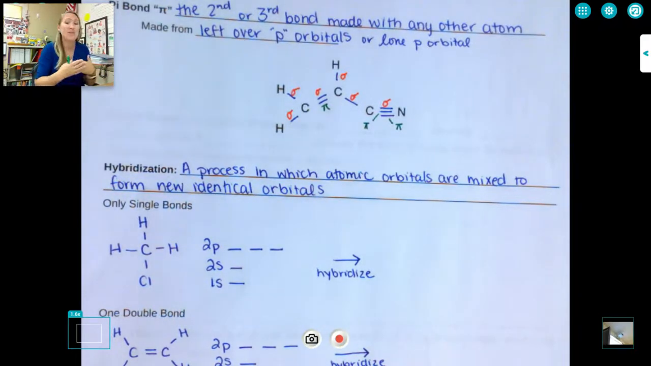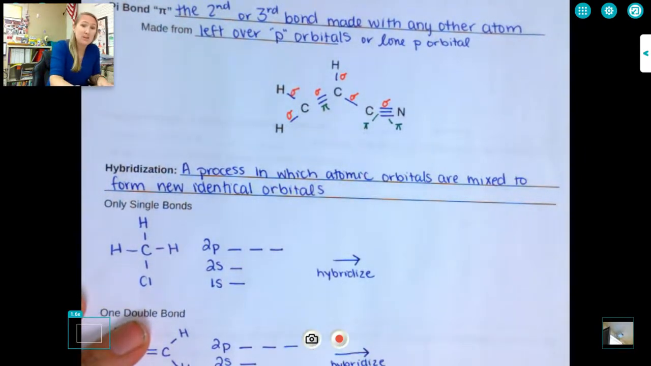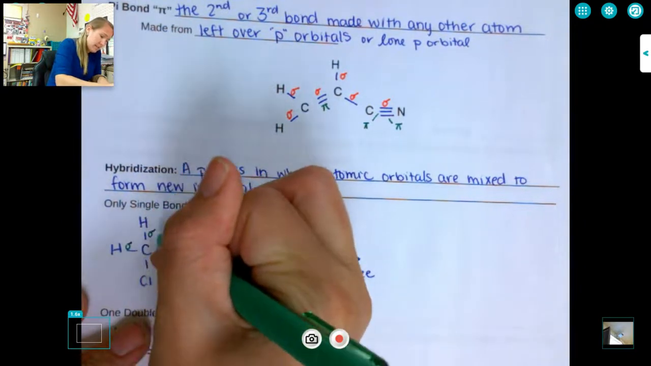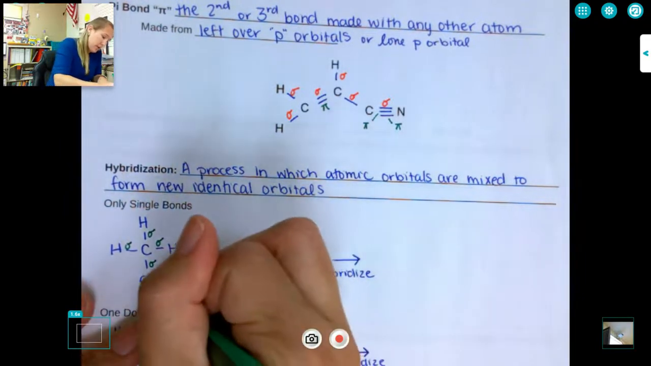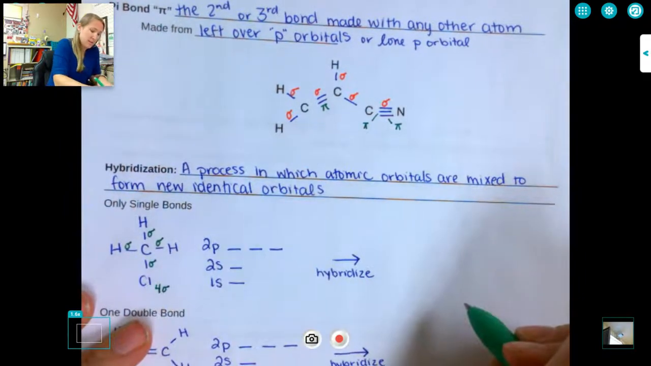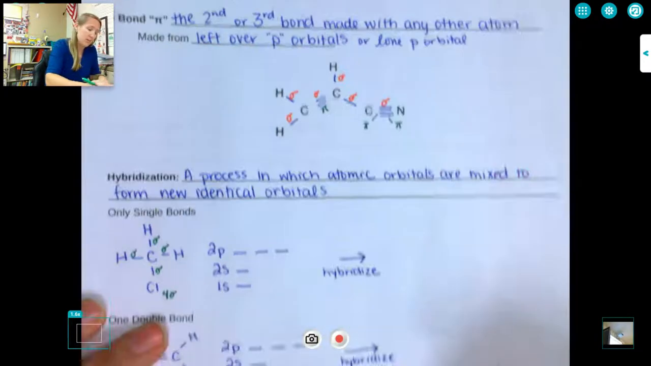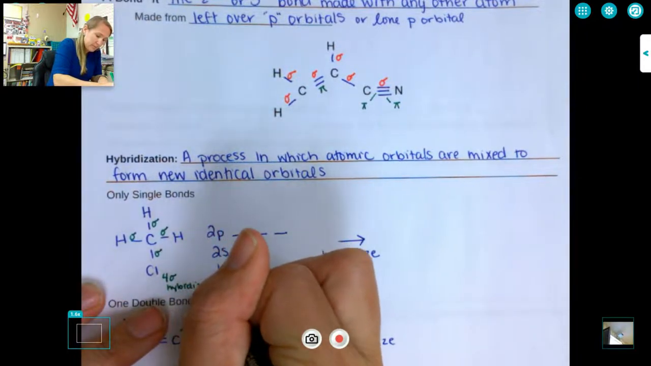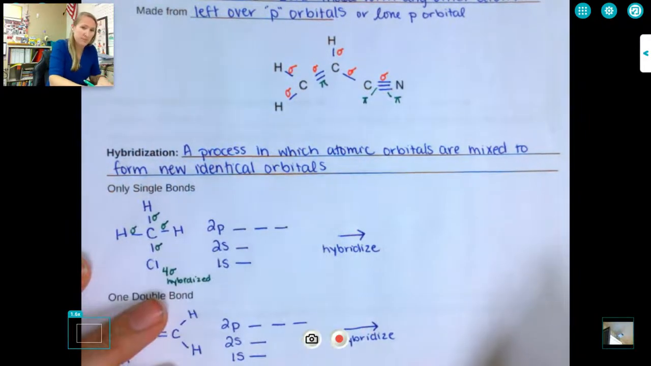So if I have a molecule that only has single bonds, okay, so this guy only has single bonds. If I were to identify the type of bonds here, every one of these is a sigma bond because they're all just singular bonds. So I have 4 sigma bonds. Sigma bonds are hybridized orbitals. So I have 4 hybridized sigma bonds in this molecule, looking at carbon.